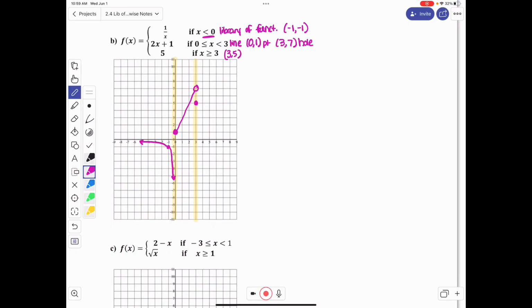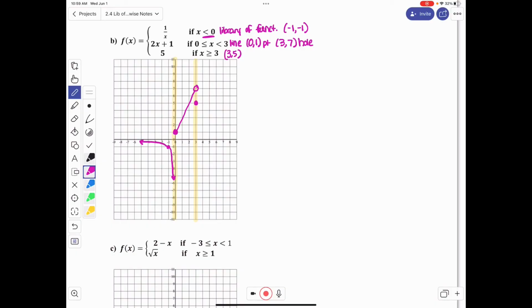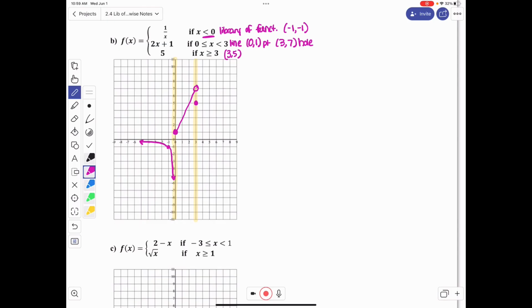If I start, I'm going to plug in a -3. So 2 minus -3 is going to give me a 5. And this is a point because it is the equal to there. So -3, 5 gives me a point there. And then if I plug in 1, 2 minus 1 is 1, and that is a hole. So 1, 1 is a hole, and I draw my line.